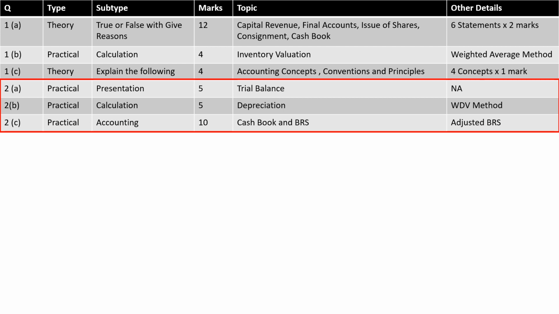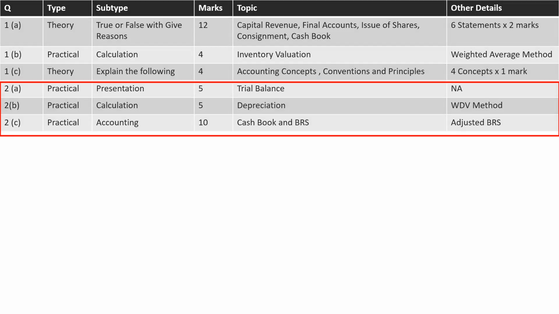2A, B, C, all 3 were practical questions. 5 marks for presentation question of trial balance, 5 marks for calculation question of depreciation, and 10 marks for preparing adjusted cash book as well as afterwards preparing adjusted BRS. So this was a relatively easy question. I'm very sure that all of you are comfortable at BRS as well as trial balance. So 10 marks and 5 marks are probably going to be very much sure shot for all of you. Depreciation, depending upon your understanding of English, you can secure those 5 marks.